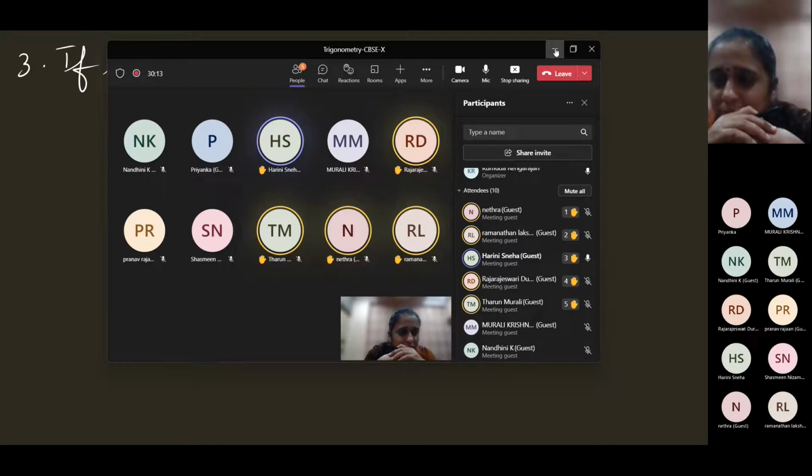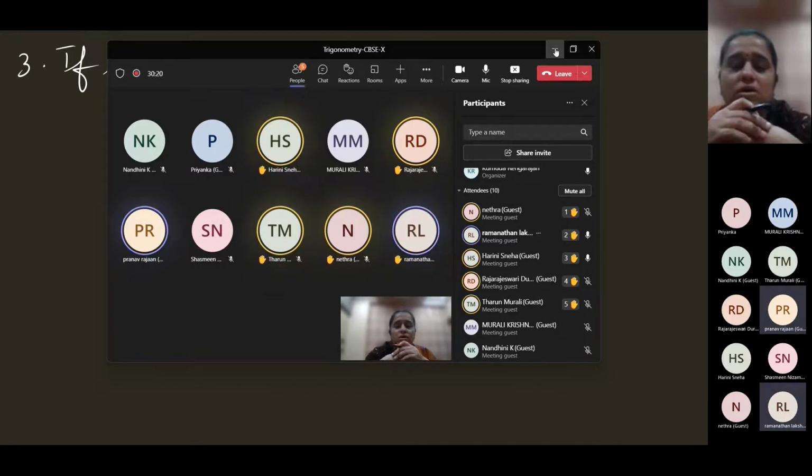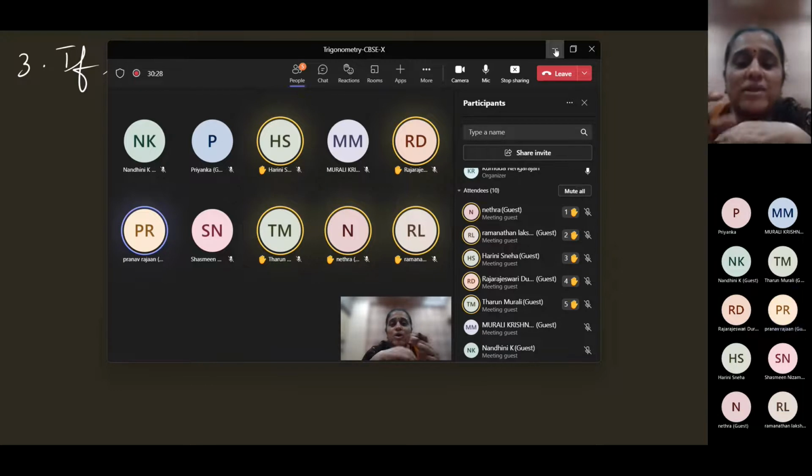Complementary angles in trigonometry, right, ma'am? This year, huh? Yes, ma'am. Oh, I checked, no? Now, the quadratic formula is ax squared plus bx plus c equal to 0. Oh, one minute, children. Okay, see, one more minute, children.